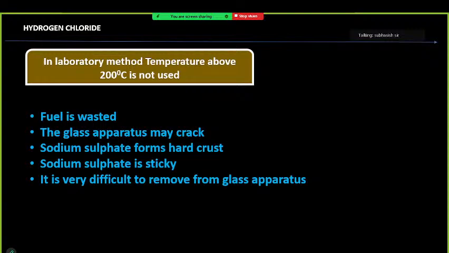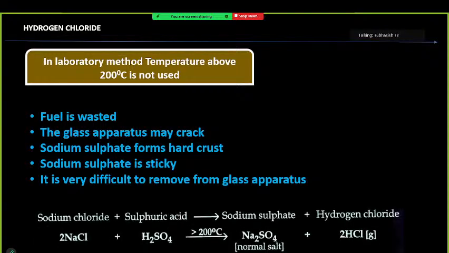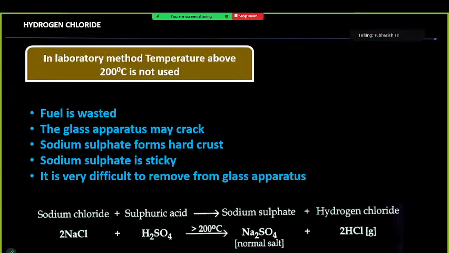That's why the temperature should not be maintained above 200 degrees Celsius. In that case, sodium sulfate is formed, and it is a very sticky substance. These are the important points for why we do not use a temperature above 200 degrees Celsius in the laboratory preparation of hydrogen chloride from sodium chloride.